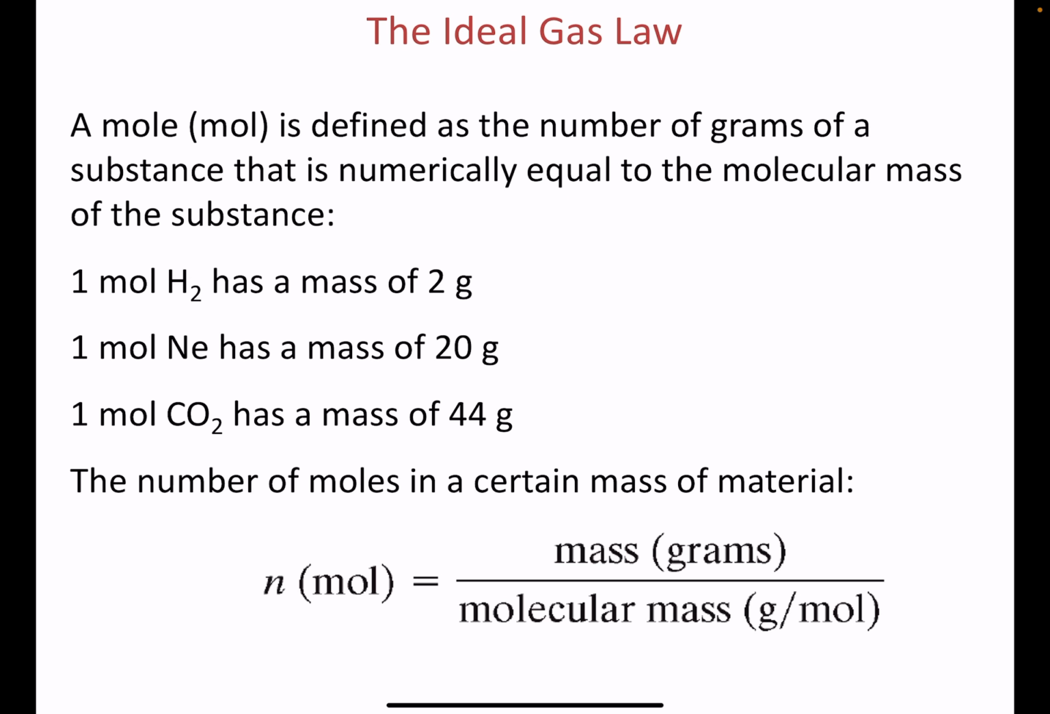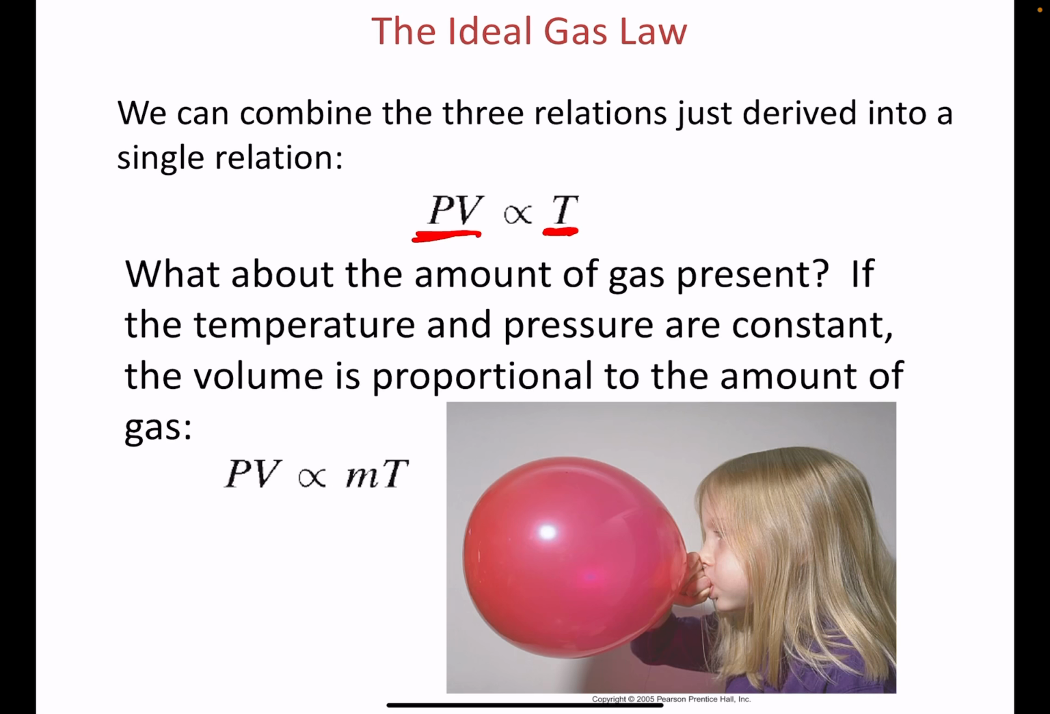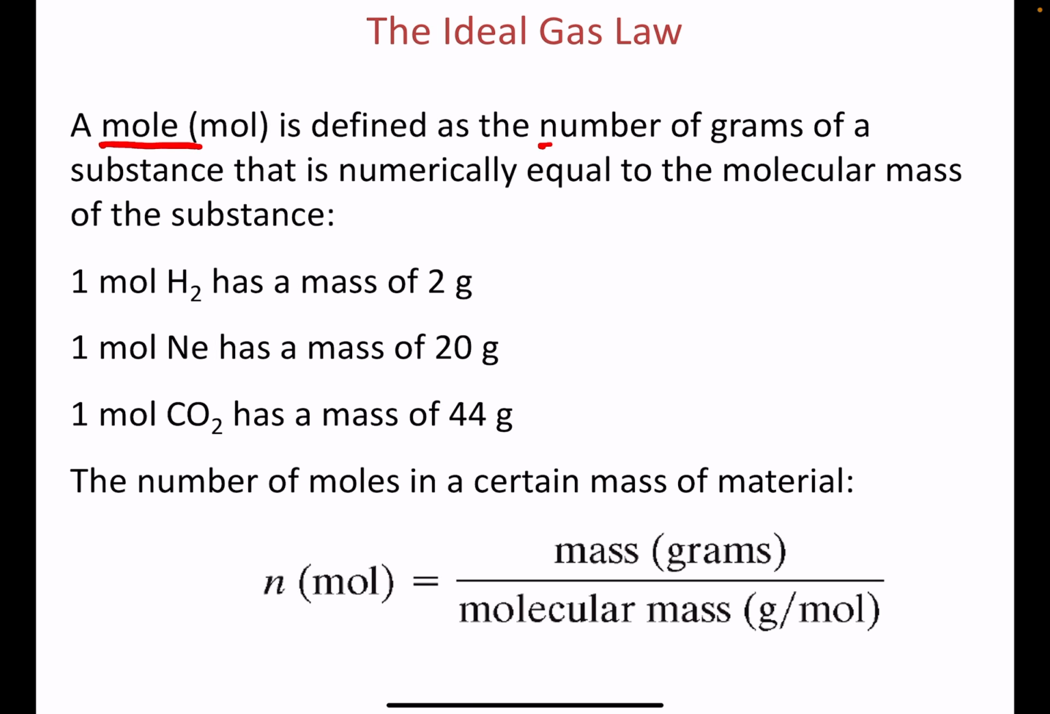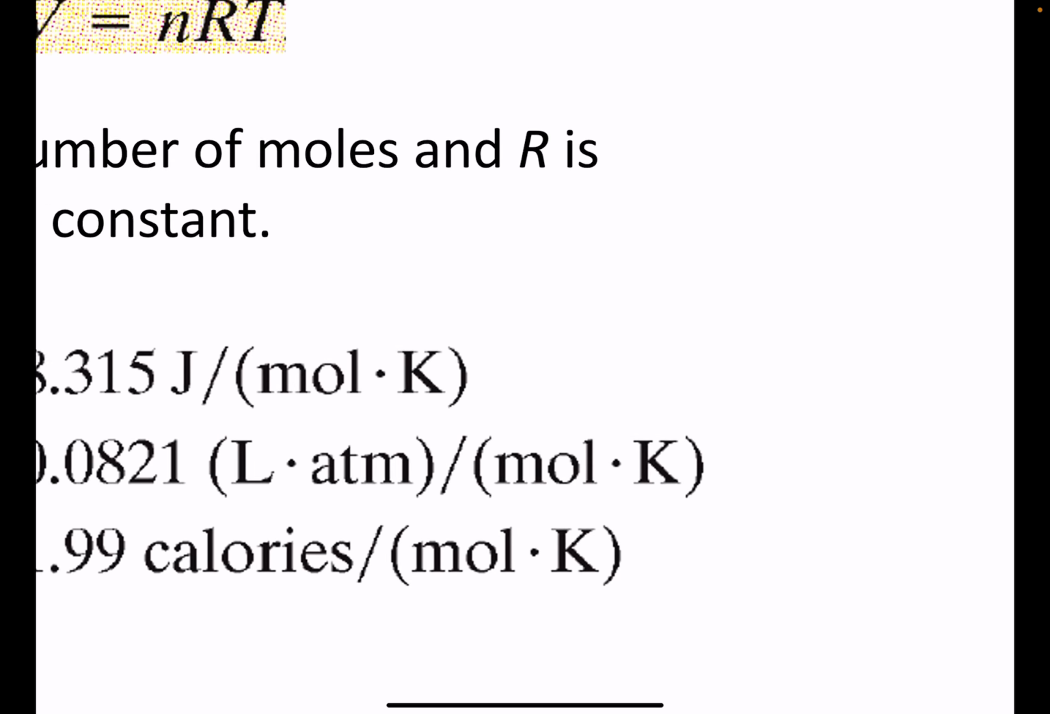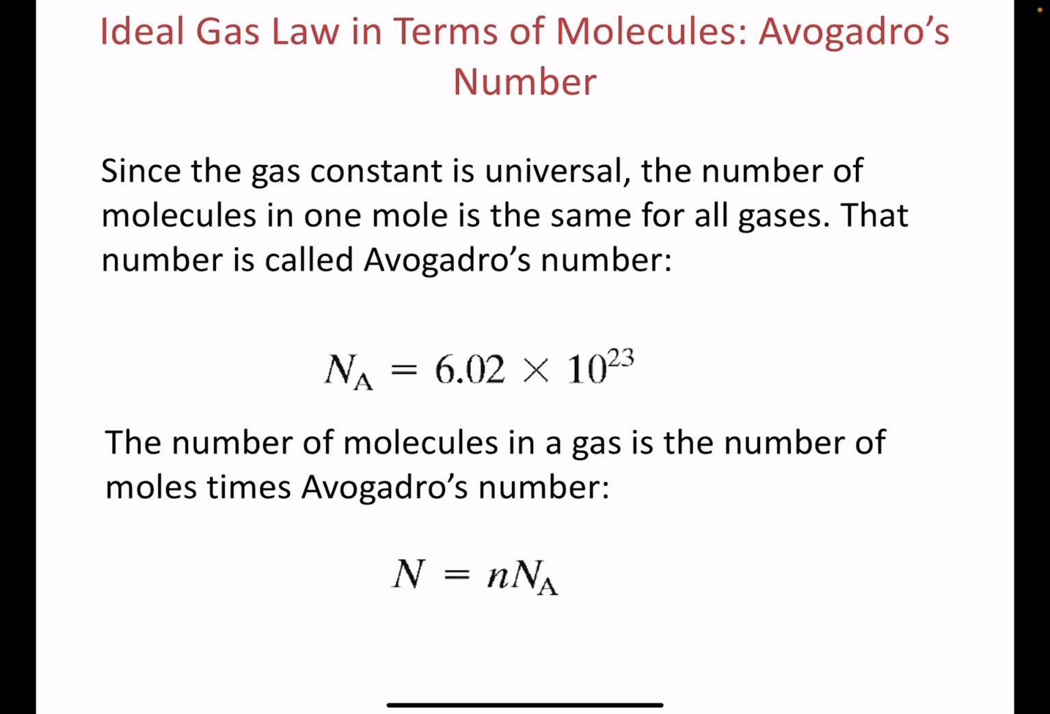Okay. One thing we need to talk about is something called a mole. Hopefully you study this in chemistry a little bit. A mole is equal to the number of grams of a substance that is numerically equal to the molecular mass of the substance. I will not expect you to do any of the molar calculations by using Avogadro number. We're not going to deal with any of that today.